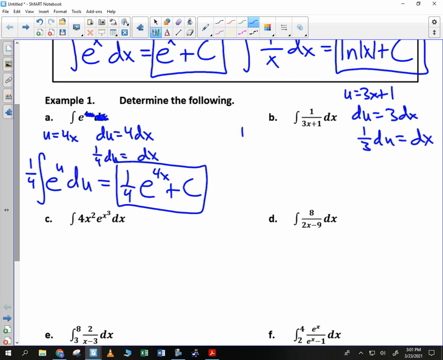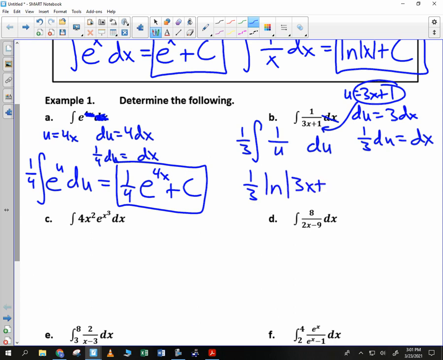So my substitution is 1/3 integral du. I get rid of the dx. I'm left with 1 over u. Because remember, 3x plus 1 is u, and that goes right there, so 1 over u. The antiderivative of 1 over u is natural log. I plug u back in, I get 3x plus 1. Absolute value, so we do not have a negative, and plus c on the end.